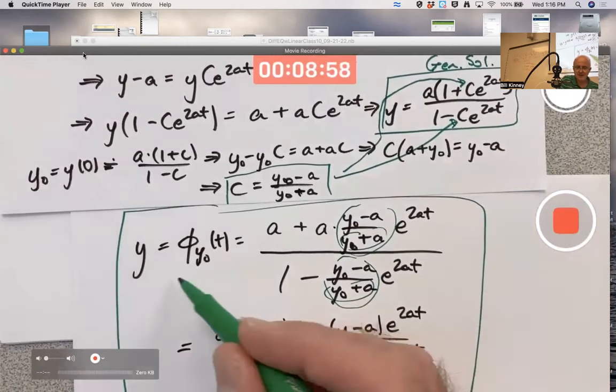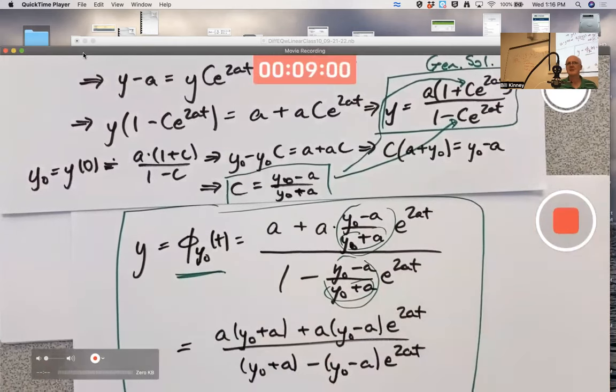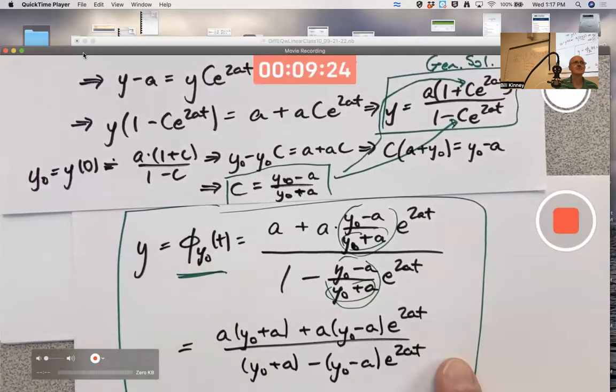I am using the phi notation here because we're going to start doing that more often. The phi is just the function name for your solution. I made the y0, the initial condition, a subscript. I will start doing that more often as well. It is a function of t. A and y0 are fixed. It's a complicated function of t.